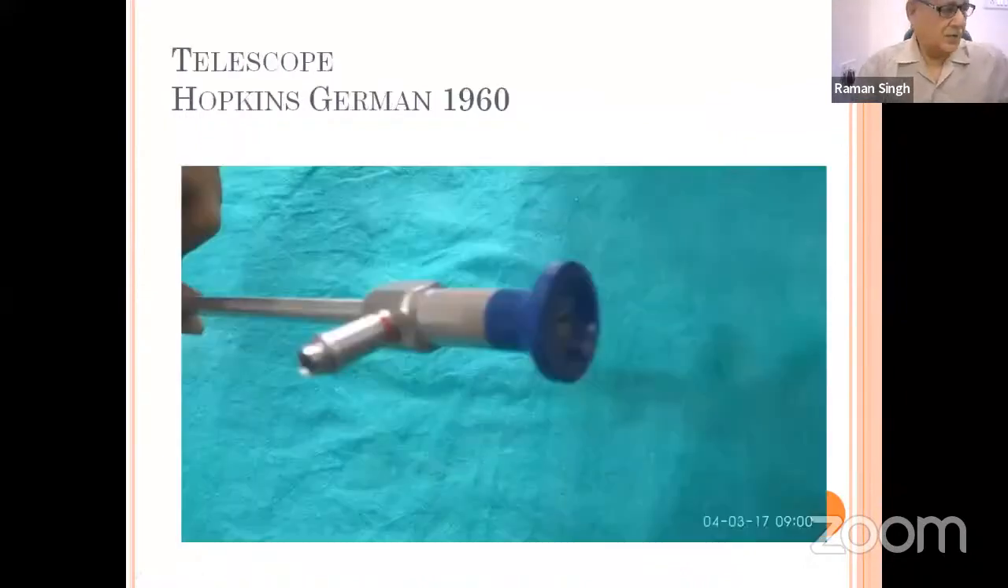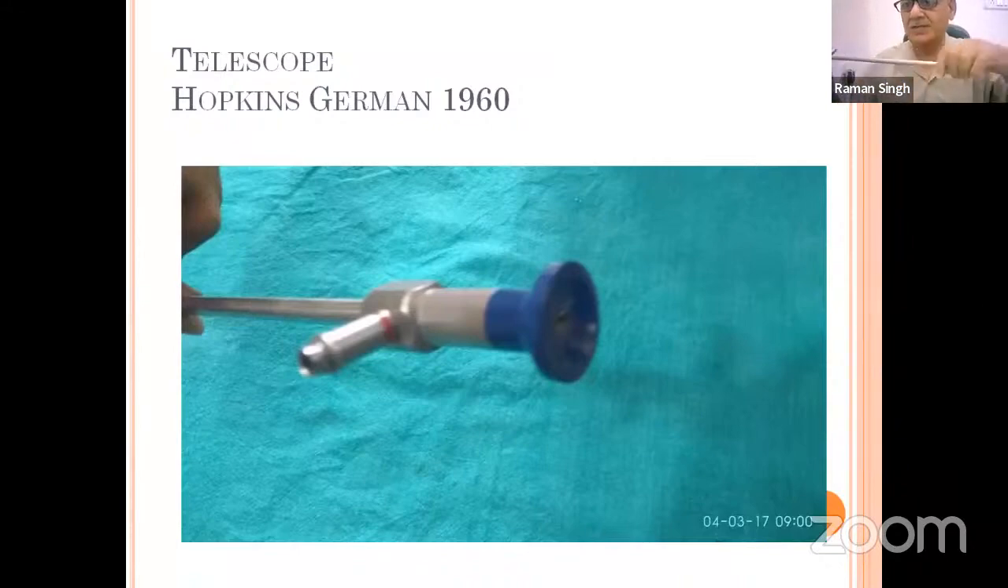Now the important instrument which is very essential is the telescope. This telescope is about 32 to 33 centimeters long. This is the eyepiece, where earlier, when the camera was not developed, in my earlier life, we were seeing with the eye into the abdominal cavity and performing the procedure. Mainly the diagnostic procedures and laparoscopic ligation were done at that time.